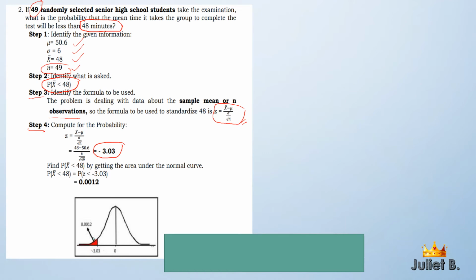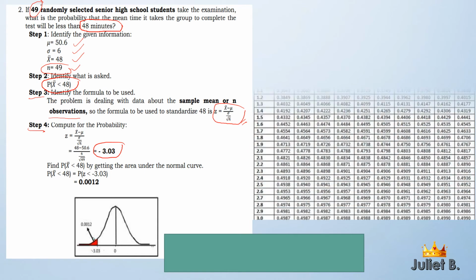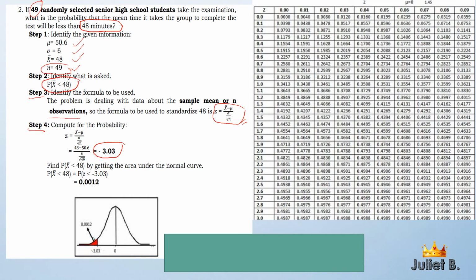Find the probability of the sample mean less than 48 by getting the area under the normal curve. So ang mangyayari, yung probability of the sample mean is less than 48, magiging probability of z less than negative 3.03. So, ang gagawin natin, ang solution para mahanap yan, hanapin muna natin yung 3.03. Ito siya, 3.0 at saka yung 03. Kuhanin natin ang intersection.